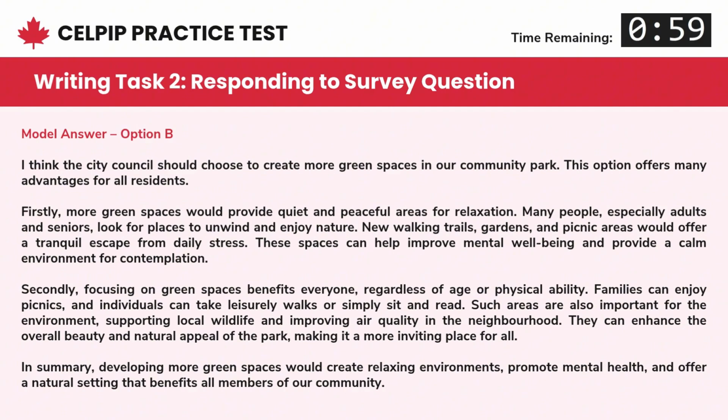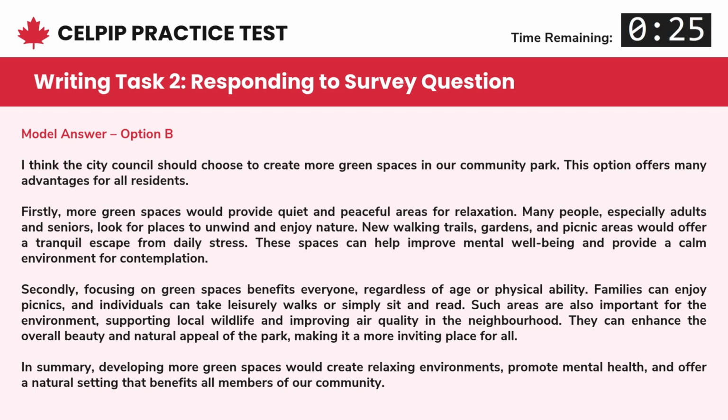The answer is structured very well. It begins with a clear introduction, followed by 2 distinct body paragraphs and a brief conclusion. This logical flow makes it easy for the reader to understand the main points. The tone is appropriate for a community survey, being polite and informative throughout. Each paragraph develops a different reason to support the chosen option. The writer uses simple and effective linking words, such as firstly, secondly, and in summary, to connect sentences and ideas smoothly. This improves the overall coherence of the text.